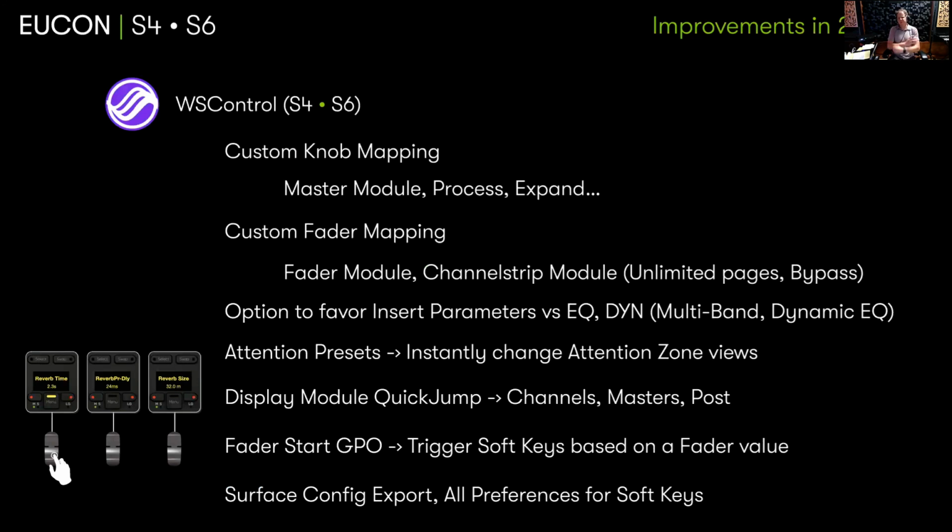There's a whole bunch of stuff in this new release of EUCON. We're going to go through some of it. We're not going to go through every little detail, but I want to definitely flag the biggest things. Again, the goal of today is to get in deeper on custom maps, because this is one of these huge features that we've been waiting for a long time. We're going to look at some of these preferences that are really important, like the option to favor insert parameters versus EQ DYN, and I'll show you why that's useful, in applications like a dynamic EQ or a multiband, where that's the way you want to use it.